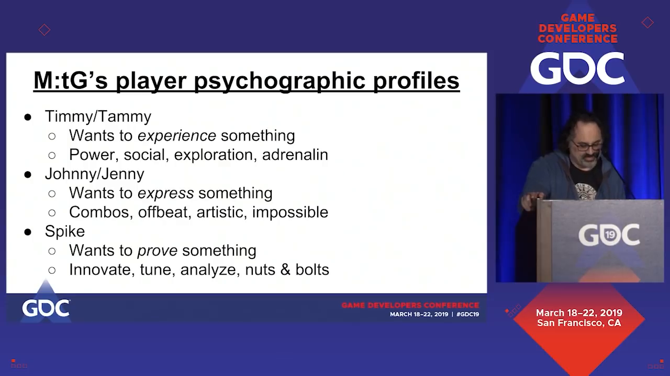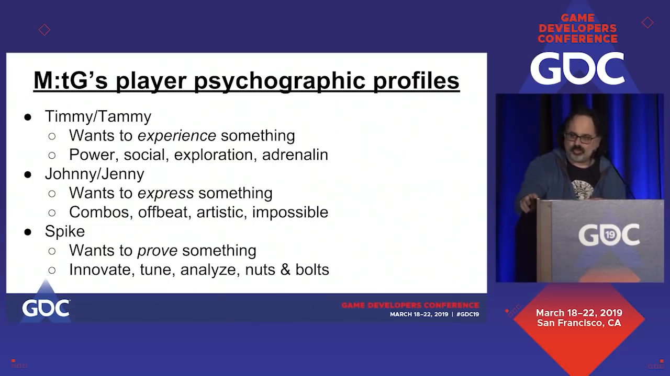3 personalities. There's one named Timmy or Tammy who wants to experience something. There's one named Johnny or Jenny who wants to express something. There's one named Spike who wants to prove something. And those are the 3 basic archetypes that they found. Over time, they've refined this model. They look at hybrids like a Tammy and Jenny hybrid, for example. They have a couple of new ones like Vorthos and Mel, who are more into the mechanisms of how the game works, or the socializing around the Magic Circle.